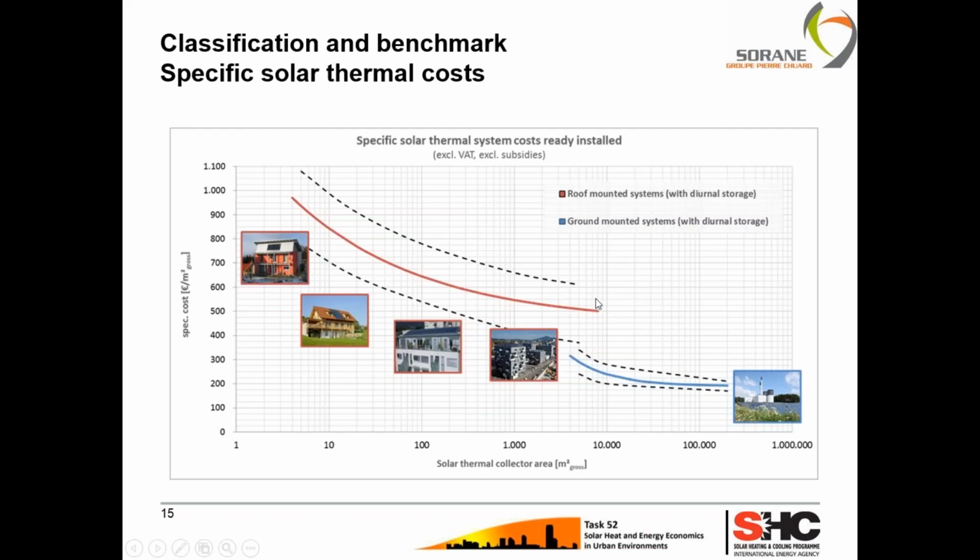Last slide of the benchmark. Here we plot a function we were able to derive to know the specific solar thermal costs as a function of the solar thermal collector area. And you can see here this nice curve from which you can derive, from the square meters you have, the price of your installation. There are two curves. Red is the roof-mounted system, and in blue it's for ground-mounted systems, both with diurnal storage.